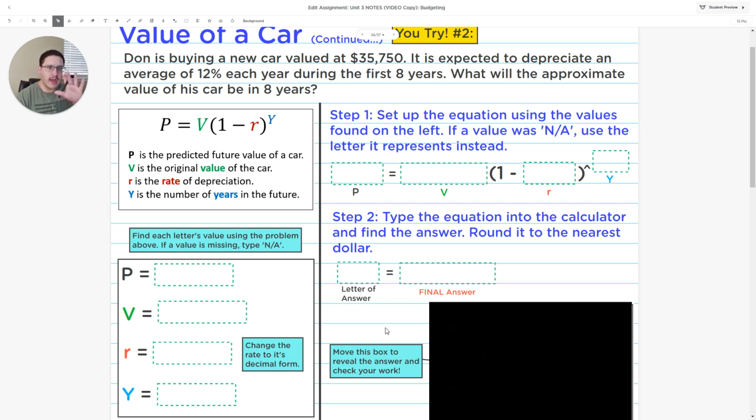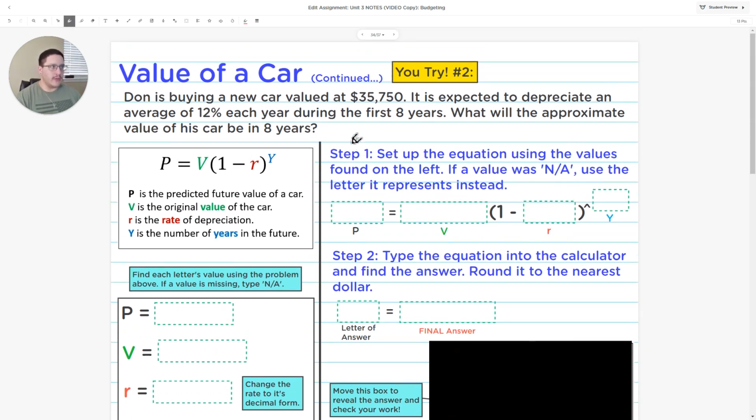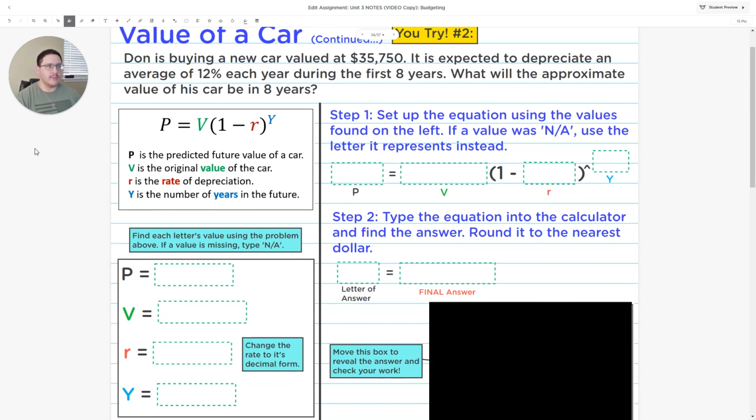Okay, so go ahead and pause this video, try this problem on your own. Otherwise, I'm going to go ahead and show y'all now how to do this problem. So, new car is valued at $35,750. That is the V value, our initial value.